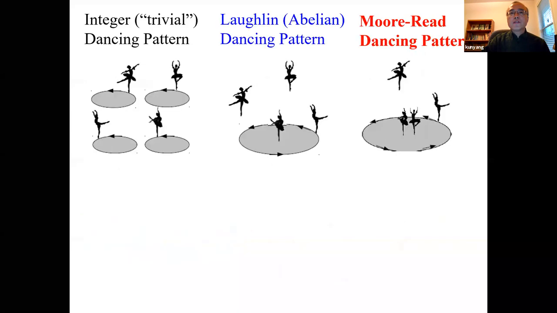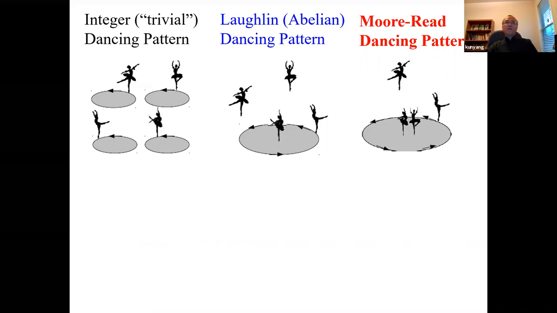Okay, so just to summarize a little bit, we have a relatively trivial integer dancing pattern. We have a more interesting Laughlin dancing pattern. We can actually introduce even more sophisticated dancing patterns. The next one in my list is the Moore-Read dancing pattern. The Moore-Read dancing pattern is more interesting in that it allows two dancers to actually be as close as the Pauli principle would allow you. Actually, you can even introduce Moore-Read dancing pattern for bosons, in which case you can actually have the two dancers right on top of each other.